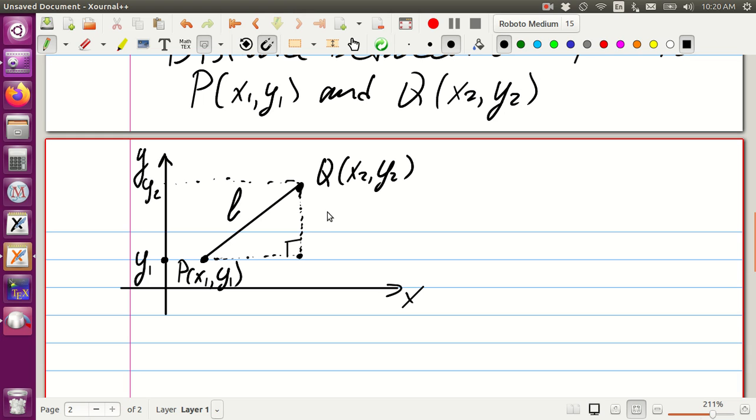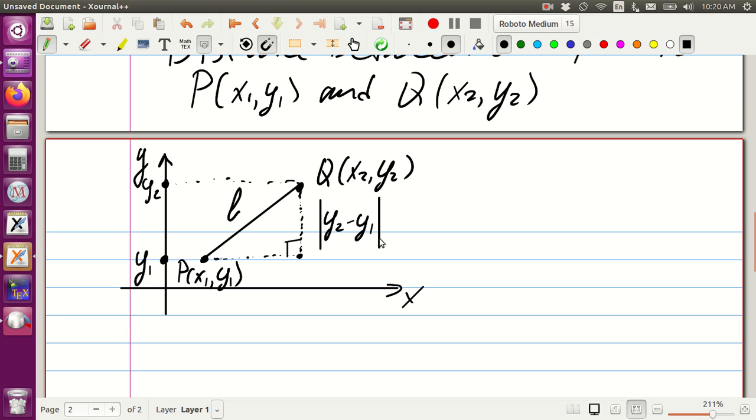So if we take y2 and subtract y1, we're going to get this vertical distance, or distance between these 2 points over here. But since we're not really sure whether y2 is bigger than y1 or y1 is bigger than y2, theoretically speaking, Q could be below P, and then this distance will be negative, but we can't really have a negative distance. So what we can do, we can make it into a positive distance by taking an absolute value.